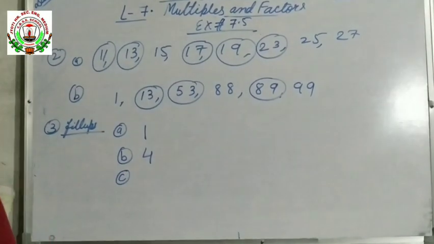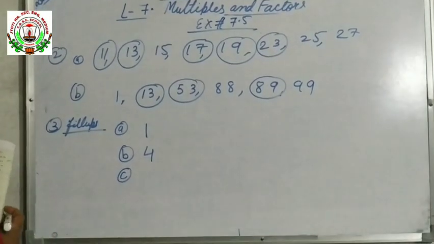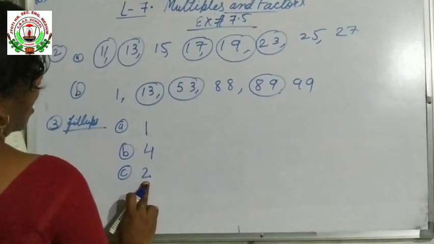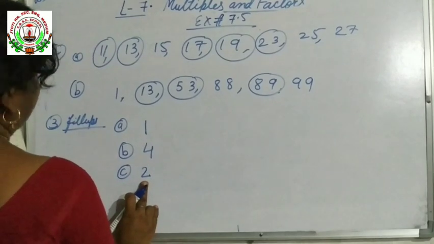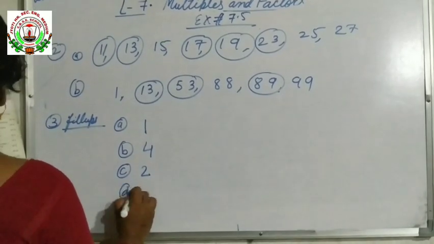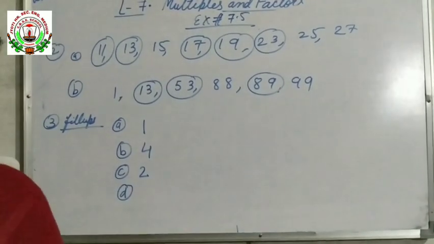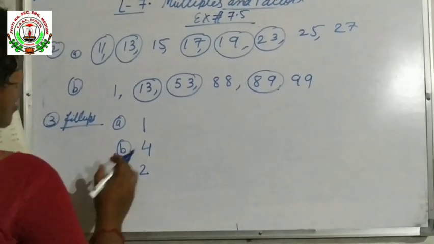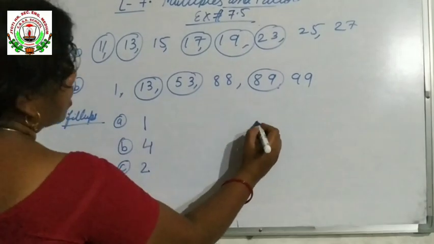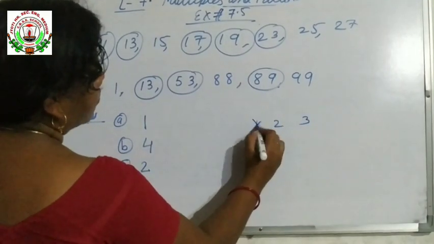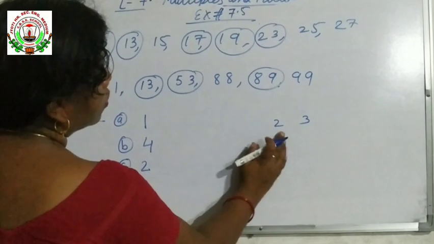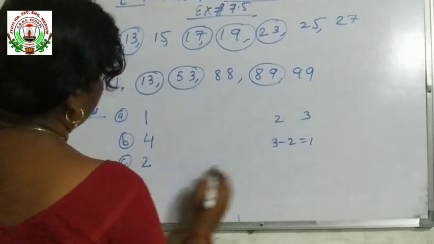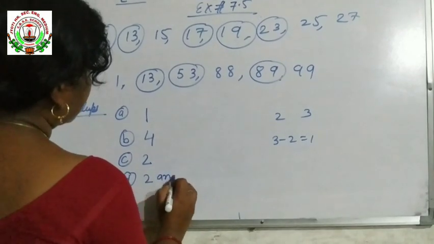Number C is dash is the least prime number. So the least prime number is 2, because after 1 the next number will come 2 and 2 is the least prime number. Understood? Number D. Dash and dash are the prime numbers whose difference is 1. If we see 1, 2, 3, 1 is neither prime nor composite. 2 and 3 are prime numbers. So we will subtract 3 minus 2. We will get 1. So your answer is 2 and 3.